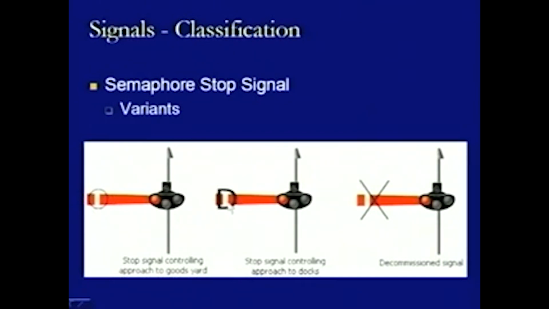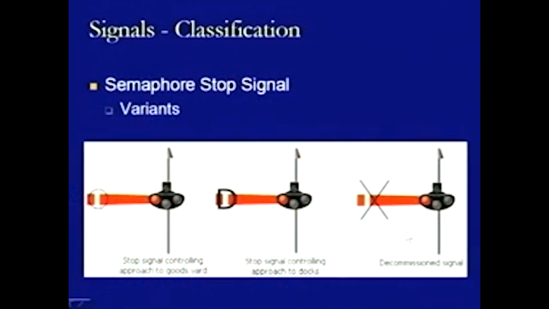Whereas, if at the same location where the white band is provided, a D is also provided like this, then it means it is the stop signal which is controlling approaches to docks. Similarly, at times there may be a big X or crossing wires provided alongside this one, and it indicates that this signal is no more in use, it is decommissioned and the driver does not have to follow this particular signal.